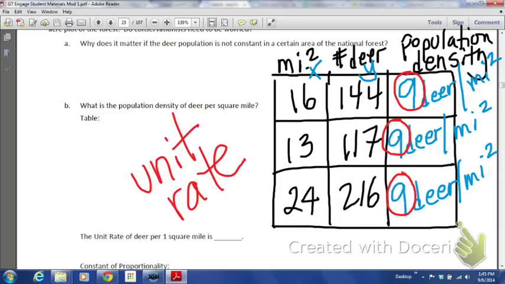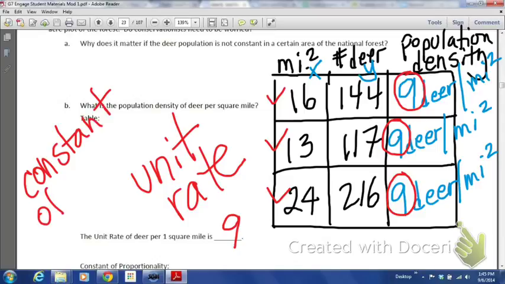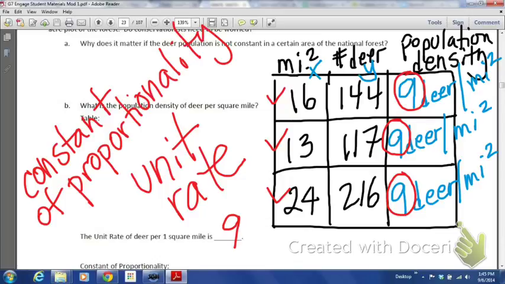Okay, unit rate, and we can see it right down here. This question right here is asking us to fill this in. The unit rate of deer per 1 square mile is 9. Okay, and the way we know this relationship is proportional is because there are 9 deer per square mile in each of these scenarios. This one, and this one. Now this whole constant is called the constant of proportionality, which is related to unit rate. So the constant of proportionality is indeed synonymous with unit rate. These are the same thing.